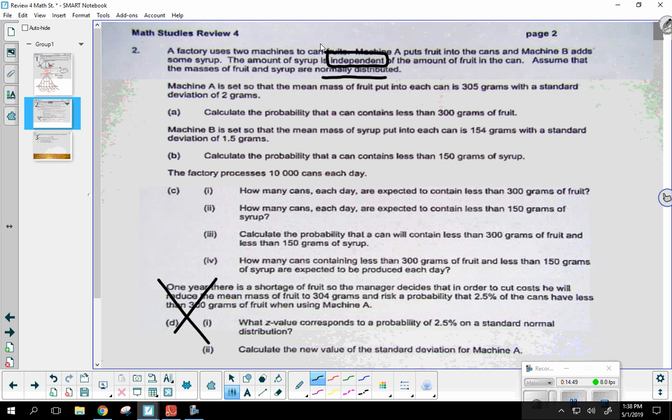It says machine A is set so that the mean mass of the fruit put into each can is 305 grams, with a standard deviation of 2 grams. So like we were saying a moment ago, this is more likely what you're going to see. They'll just go ahead and give you, here's the mean, here's the standard deviation, here's what we want you to do with that. Calculate the probability that a can contains less than 300 grams of fruit. Okay, so I'm going to write this in the notation that we have been using. The probability of X being less than 300.